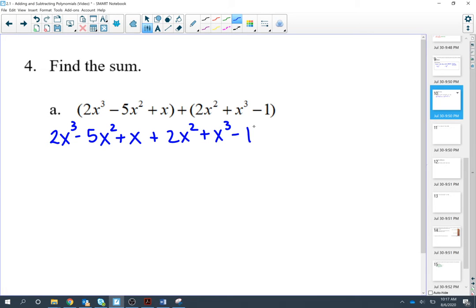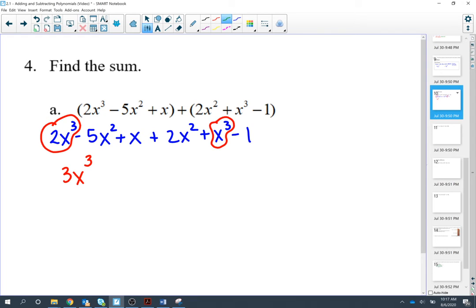Then I'm going to start looking at things that are kind of the same. Take a look at your 2x cubed and your x cubed. This is kind of like apples and oranges. If I have 2x cubed, that's like 2 apples, and then I have x cubed, that's like 1 apple. If I take 2 apples and add 1 apple, I have 3 apples. So we can combine like terms, and that gives me 3x cubed. Notice that the x cubed part doesn't change. You're just adding together those coefficients: 2 of them and 1 of them makes 3 of them.